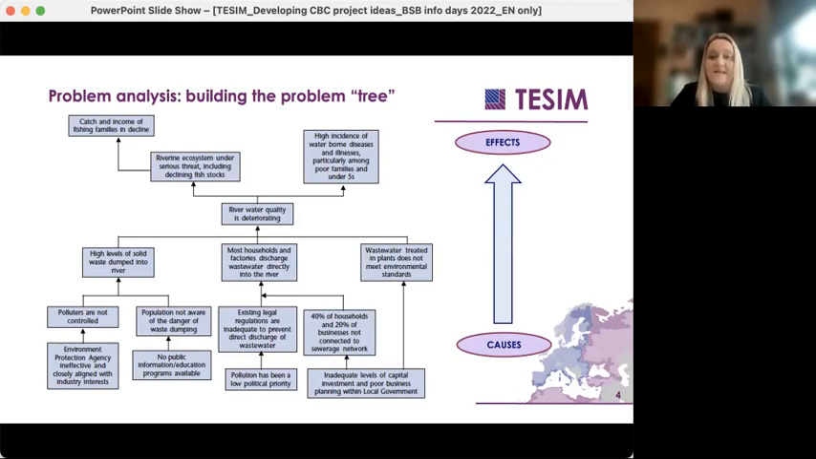Now, a hint on what not to do when doing the problem analysis. Do not define the problems as absence of solutions, as this considerably limits the scope of the project strategy at the later stage. For instance, when you say lack of equipment, this is an absent solution. You have already identified the solution, which is having the equipment.